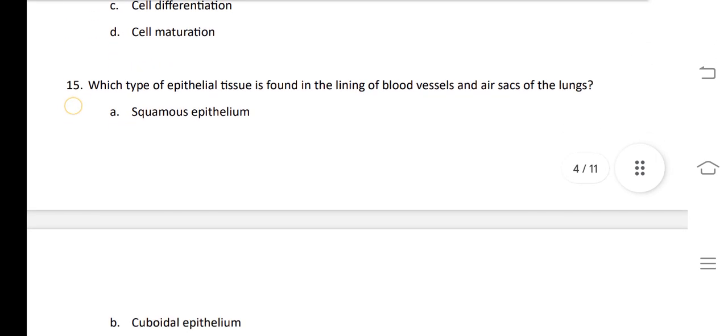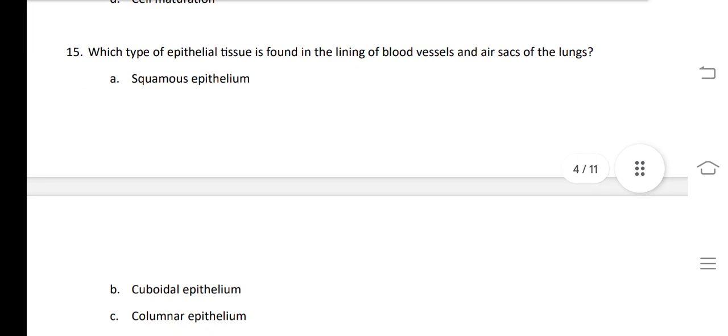Moving on to our next question, which type of epithelial tissue is found in the lining of blood vessel and air sacs of lungs? To answer this question, we have to understand the function of lungs. Through lungs, the diffusion occurs for oxygen and CO2 exchange. That is, CO2 from the blood vessel enters into the lungs, whereas oxygen that we inhale from alveoli will enter into our blood.